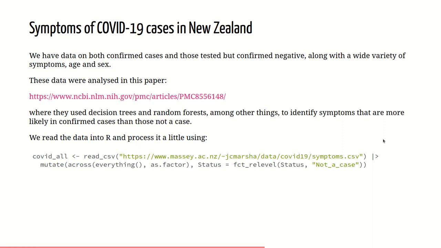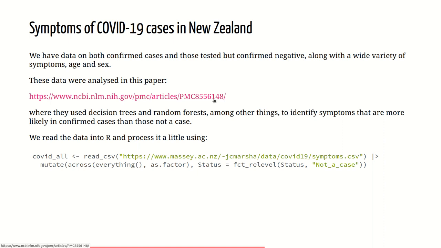Okay, so this is data from New Zealand. It's published data, so we've got a bunch of data on confirmed cases and those that were tested but tested negative using PCR. So this is from the early days of the pandemic, along with a wide variety of reported symptoms, their age and sex and so on. And there's a link to the paper if you wish to read it for yourself.